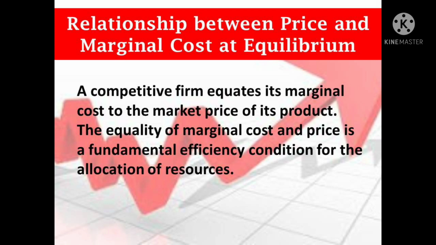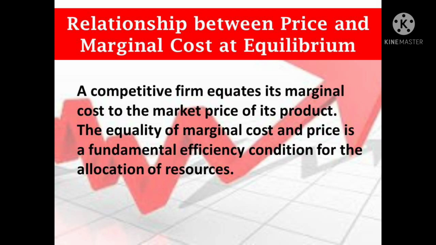Next, the relationship between price and marginal cost at equilibrium. Price and marginal cost are equal at equilibrium output when price remains constant. This is because price remains equal to marginal revenue. Since at equilibrium marginal cost equals marginal revenue, and price equals marginal revenue, then price equals marginal cost. Price can neither be greater nor less than marginal cost at equilibrium for a firm under a competitive market.